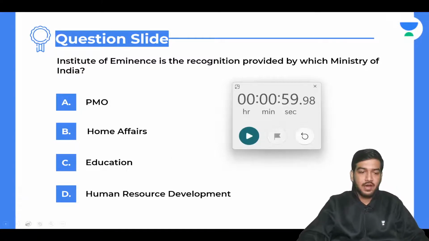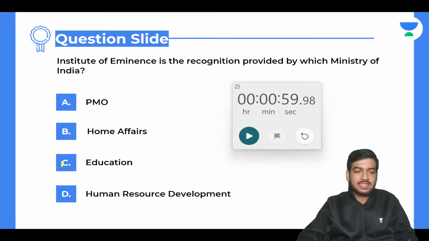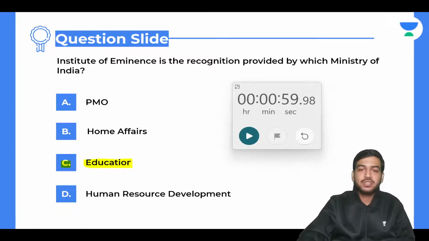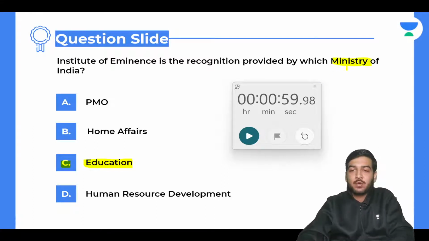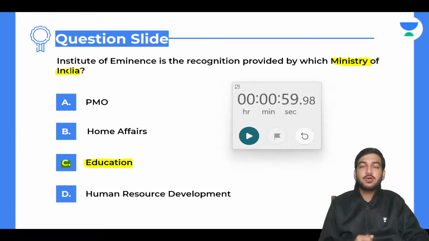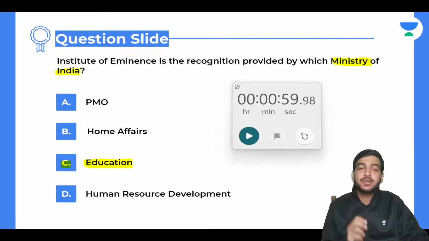All right. The answer to this question is C, Education. Ministry of Education is the one that provides the tag of Institute of Eminence. Why are we talking about it? Because recently 6 more institutions of India have been added to the Institute of Eminence tag in India.